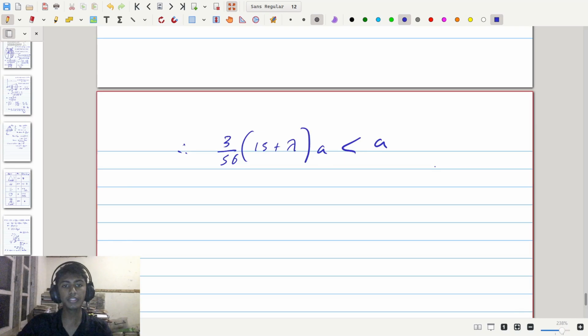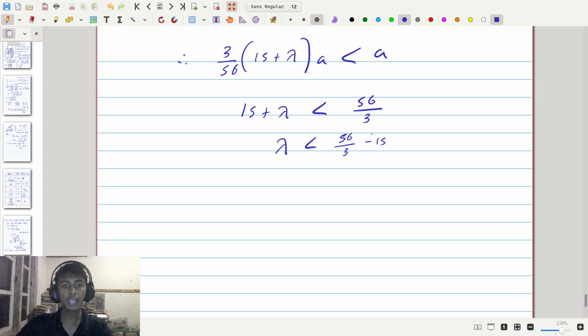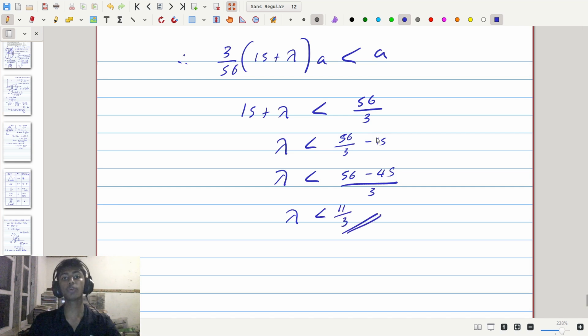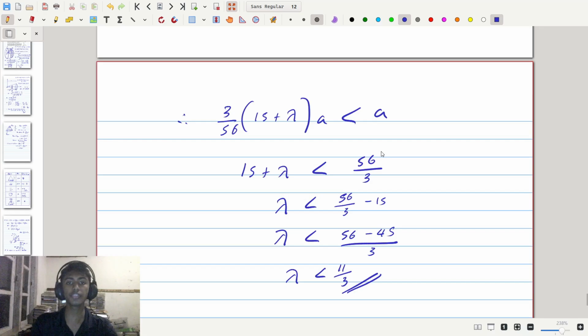So we can say, rearranging, 15 plus lambda must be less than, if we take this to the other side, 56 divided by 3. Therefore lambda must be less than 56 divided by 3 minus 15, which if you take under common denominator of 3, we're going to have lambda must be less than 56 minus 45 divided by 3, and therefore finally you can see lambda must be less than 11 over 3. And hence we have solved this question. This is the final answer in this question.